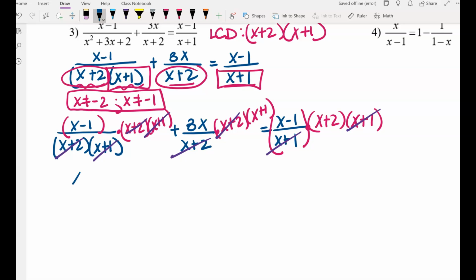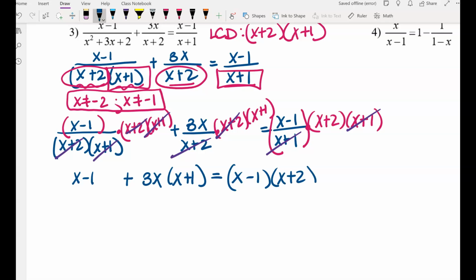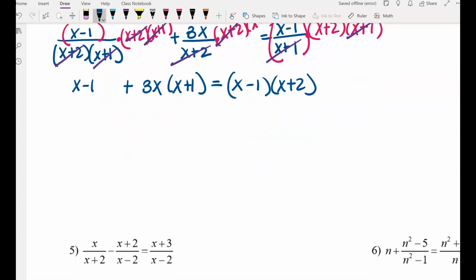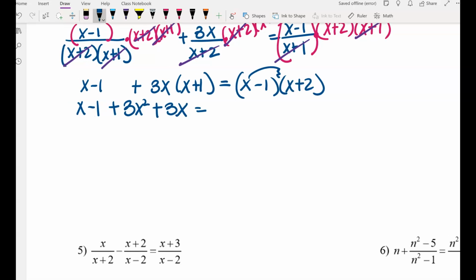On the top now, y'all, we have x minus 1. Over here, we have 3x times x plus 1. And on the right side, we have x minus 1 times x plus 2. Now let's distribute and solve regularly. This is going to be 3x squared plus 3x equals x times x. X times x is x squared. x times 2 is positive 2x, minus x, and minus 2.